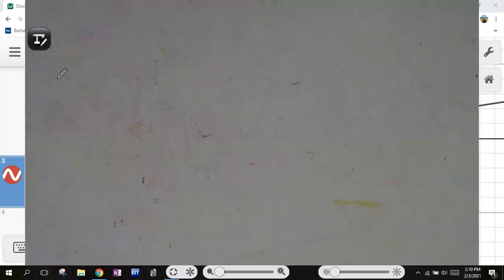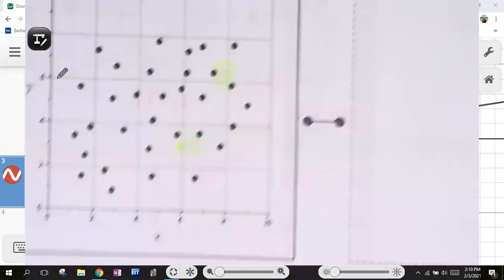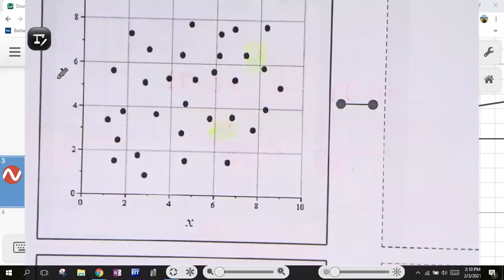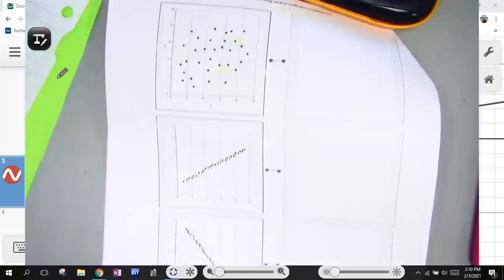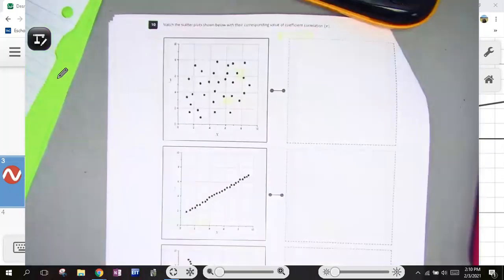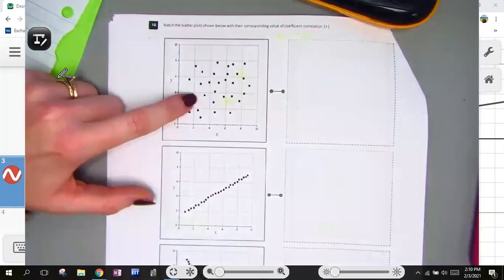Okay, correlation coefficient again. It's the R value. If our data is more spread out, it is weaker. The R value is closer to 0. If our data is more clustered together, it is stronger. It is closer to 1 or -1. Okay, so out of these three, which one do you think is the weakest one? The first one, right? Why?